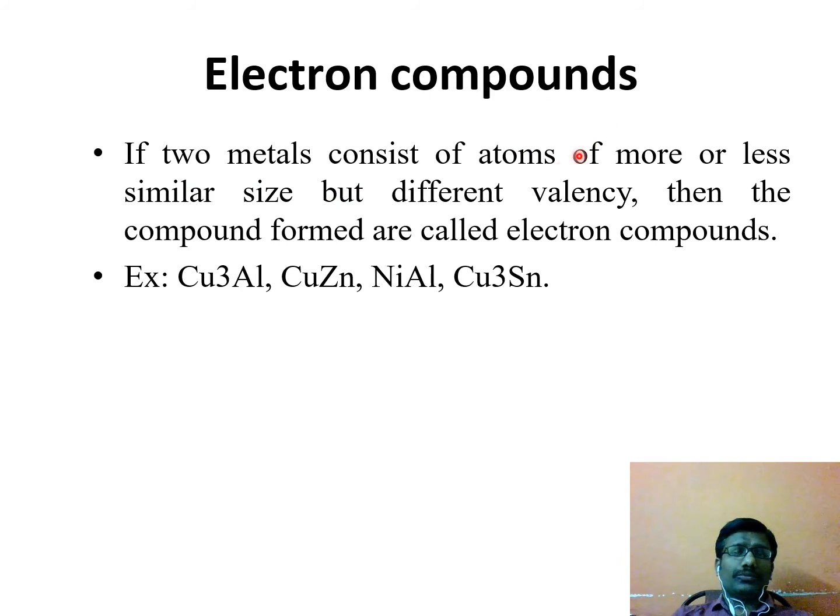Now the next is electron compounds. When it forms, you take two metals that have different valency electrons. Then only can we make it an electron compound, like copper and aluminum, copper and zinc, nickel and aluminum, like this. So this is about electron compounds.